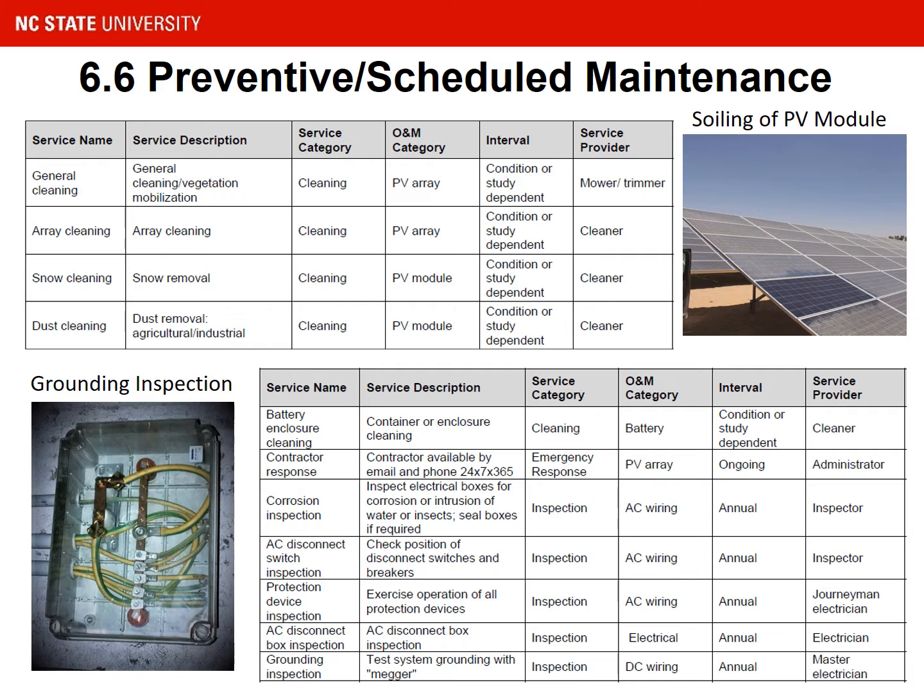So you have a simple cleaner or mower trimmer in that top table. And then if you look at the bottom right in the final row, you see a master electrician is needed for some of the scheduled maintenance. So I find it interesting to see the wide variety of employees you need in order to execute a properly preventative maintenance schedule. The two images also show instances of preventative maintenance. So the top right image shows a soiling of the PV module, which needs to activate an array cleaning. The bottom left image shows an instance of a grounding inspection.